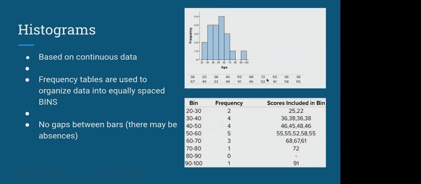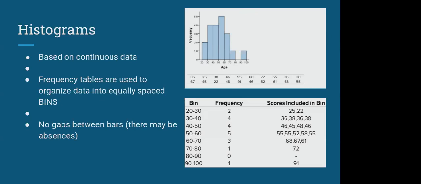So this was the data set. So they see in the data set the lowest age is 22, and the highest age is 91. So they decided to make the bins by units of 10, in groups of 10s. But you see, the end of the first bin is the beginning of the second bin. The end of the second bin is the beginning of the third bin. So again, that shows that it is continuous and there is no space in between.